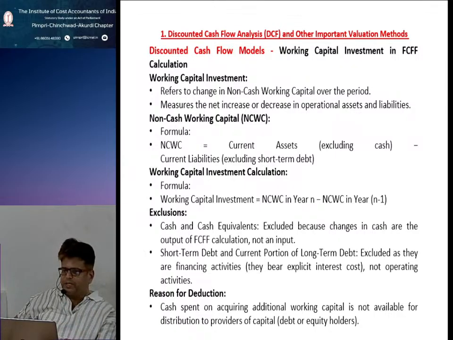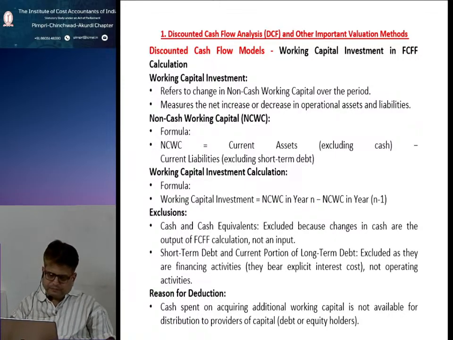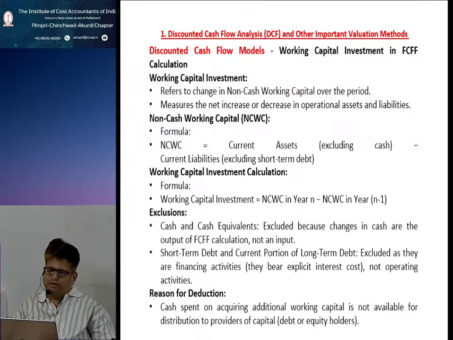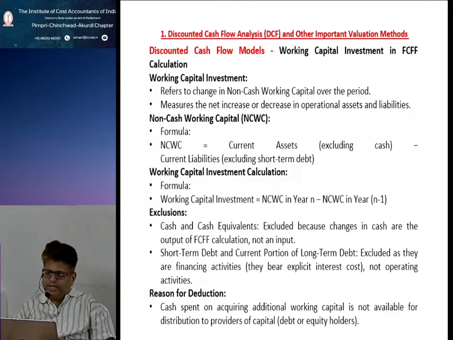Non-cash working capital formula, we saw current assets excluding cash minus current liabilities excluding short-term debt. So the working capital investment calculation formula we saw, working capital investment is equal to NCWC in year N minus NCWC in year N minus 1. Exclusions are cash and cash equivalents, because changes in cash are an output of the FCFF calculation, not an input. And short-term debt and the current portion of long-term debt are also excluded as they are financing activities. They bear explicit interest costs, not operating activities.